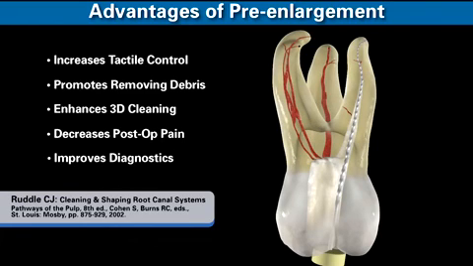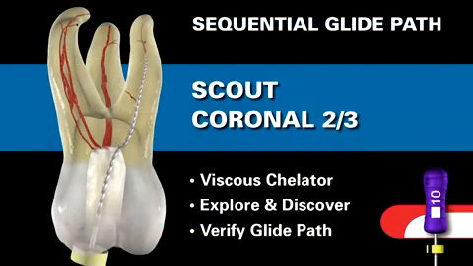So what is the secret to pre-enlargement? In a sequential glide path, we fill the chamber with a viscous chelator. There are three advantages of a viscous chelator. A viscous chelator gives us a superior lubricant. It emulsifies tissue by preventing the readherence of collagenous vital tissue. And finally, the debris that's being generated is more effectively held in suspension. Examples of viscous chelators would be ProLube, Glide, or RC Prep.